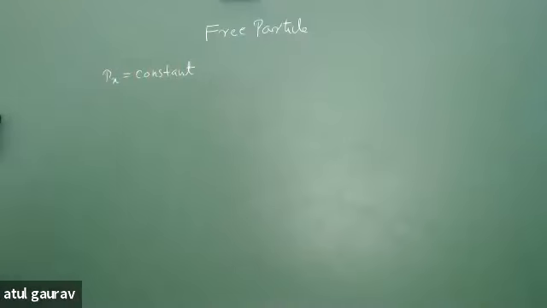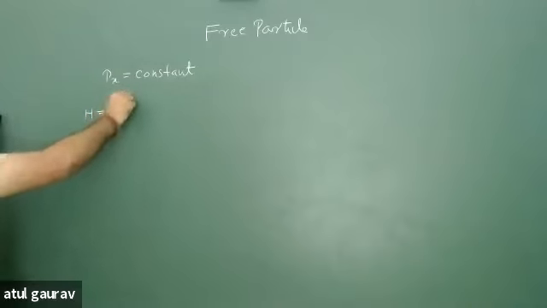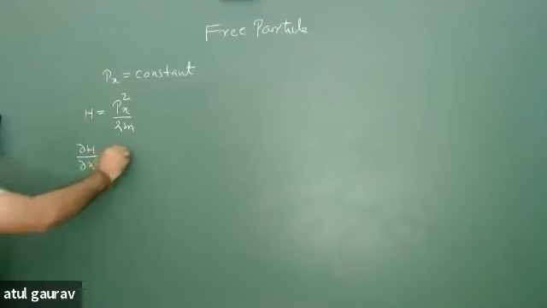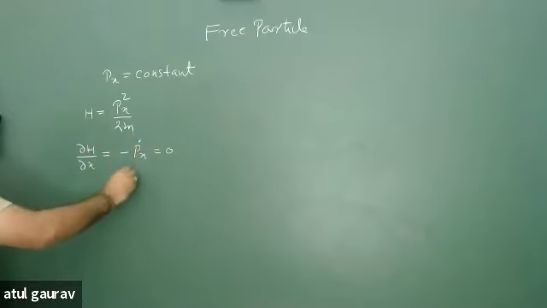Momentum px is constant. So classically, what will be the Hamiltonian? The Hamiltonian is px square upon 2m. And you know the equation of motion for the Hamiltonian: del H upon del x is equal to minus px dot, and that will be 0. So you can say px is some constant c.